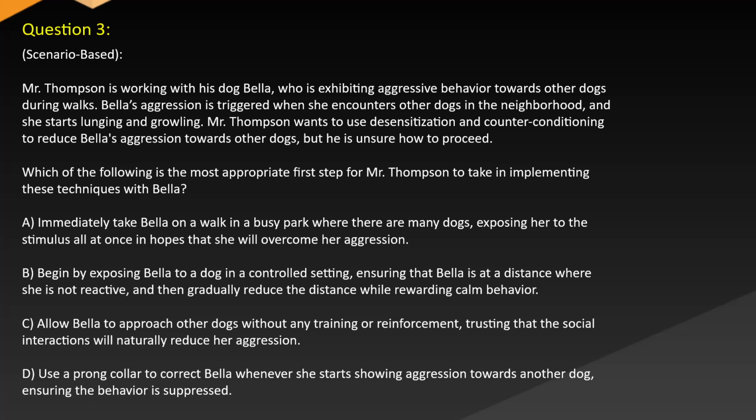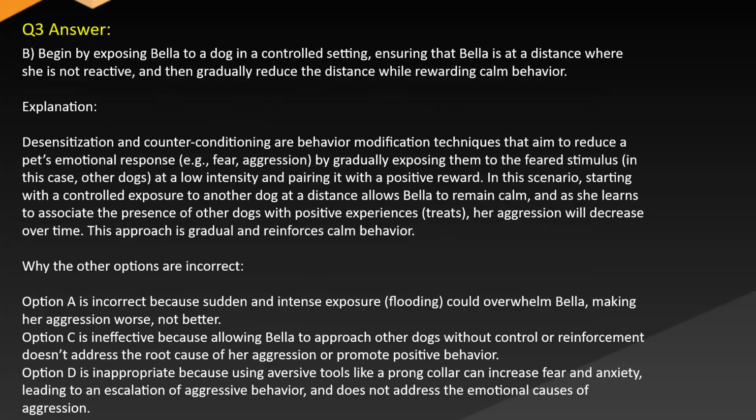A. Immediately take Bella on a walk in a busy park where there are many dogs, exposing her to the stimulus all at once in hopes that she will overcome her aggression. B. Begin by exposing Bella to a dog in a controlled setting, ensuring that Bella is at a distance where she is not reactive, and then gradually reduce the distance while rewarding calm behavior. C. Allow Bella to approach other dogs without any training or reinforcement, trusting that the social interaction will naturally reduce her aggression. D. Use a prong collar to correct Bella whenever she starts showing aggression towards another dog, ensuring the behavior is suppressed. Answer. B.